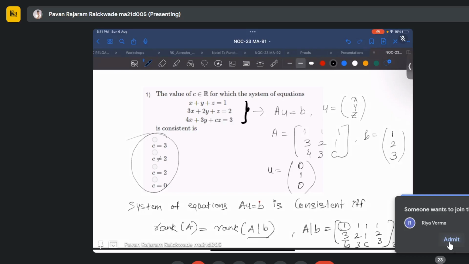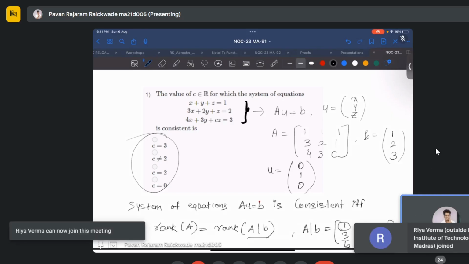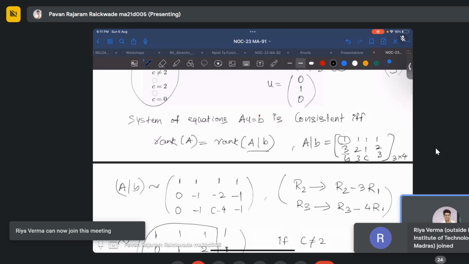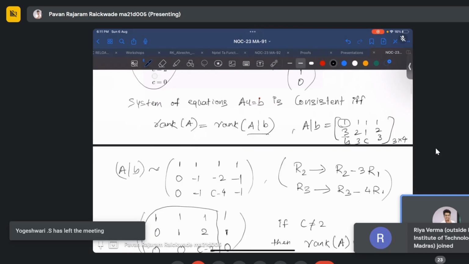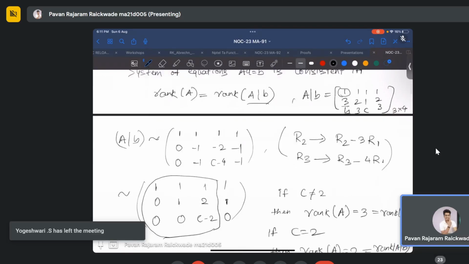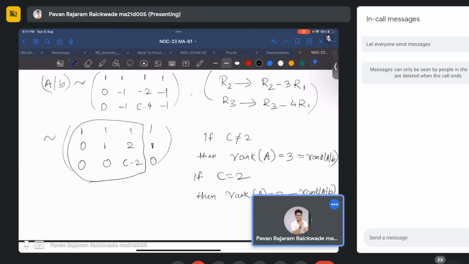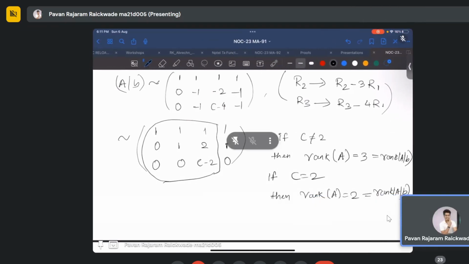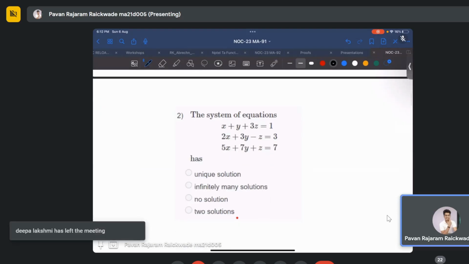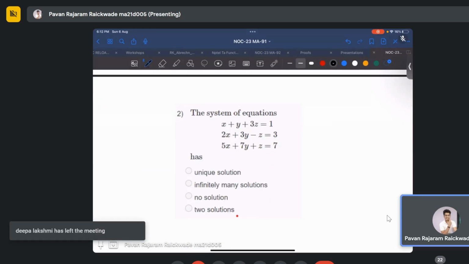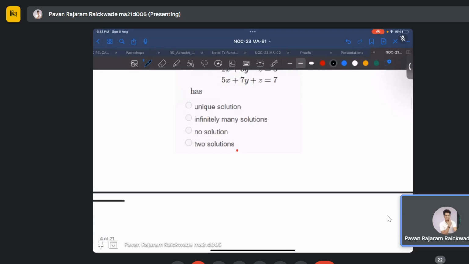So this is how you check whether a system is consistent or not. You calculate rank of A, calculate rank of A augmented B, and see the conditions under which the ranks are the same. Is there any doubt in this question? You can either raise hand or type it in the chat box so that I can repeat. Okay, if no doubt, go ahead.